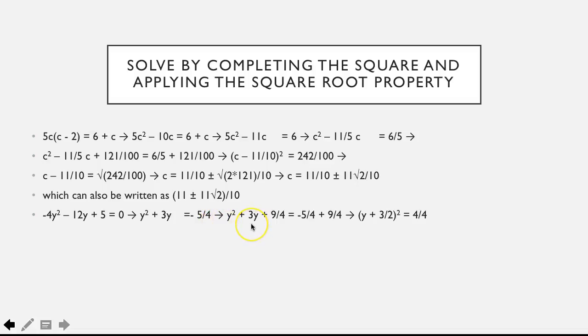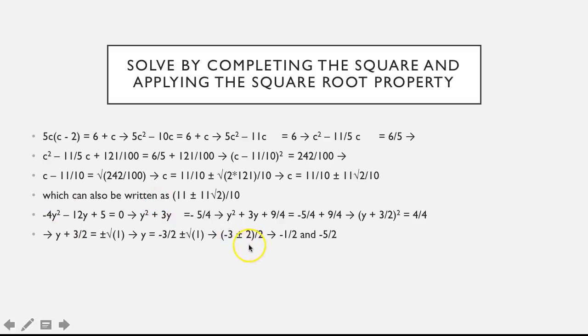You want to take 3 divided by 2 and square it, which is 9/4, and add it to both sides. When you do that, you get y plus 3/2, that quantity squared, equals 4 divided by 4. And then y plus 3/2 equals the square root of 1, and it's always plus or minus. So then y equals negative 3/2 plus or minus the square root of 1. And we got that by taking the square roots of both sides.